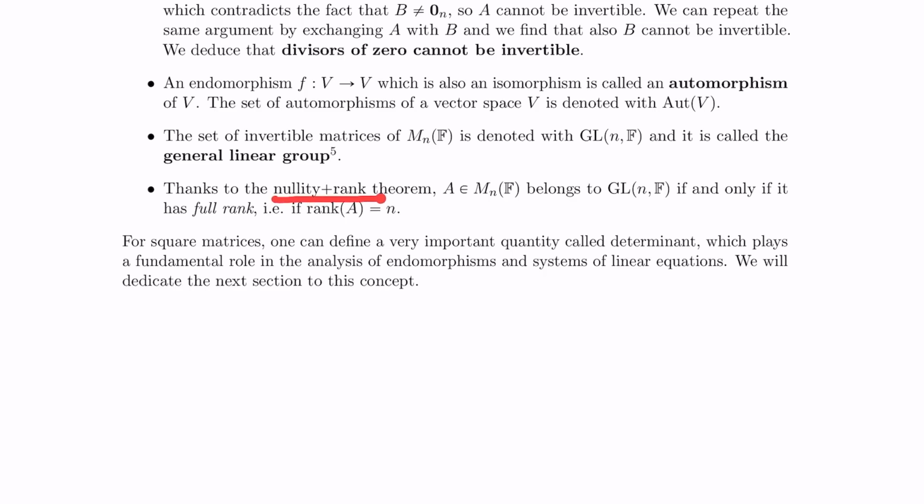Thanks to the nullity plus rank theorem for matrices that we have discussed in the previous lesson, we have that a square matrix of order n belongs to the general linear group of order n if and only if it is full rank. There is another condition that characterizes all invertible matrices of order n, and it is the fact that their determinant is different than zero. The concept of determinant of a square matrix has a huge importance in linear algebra and its applications. We are going to introduce it and analyze it thoroughly in the next section.